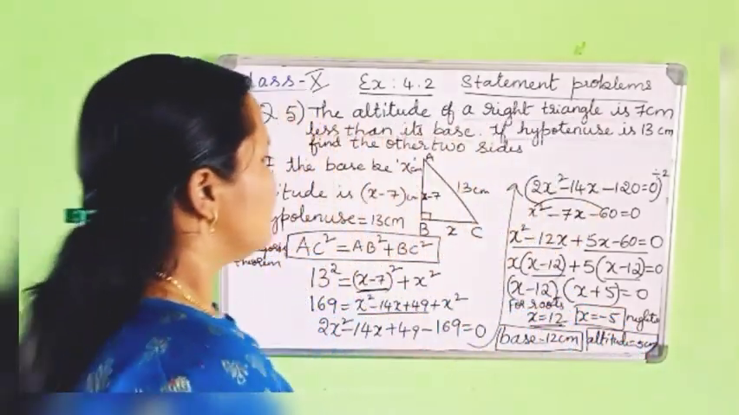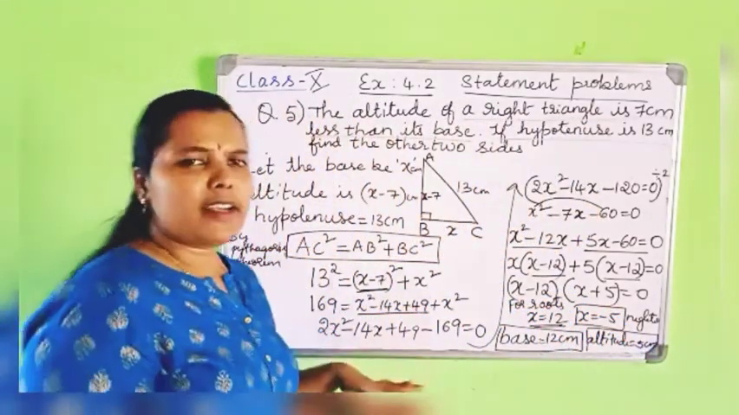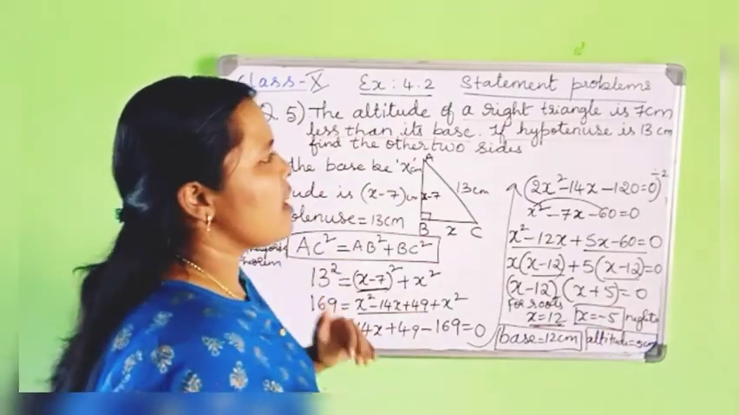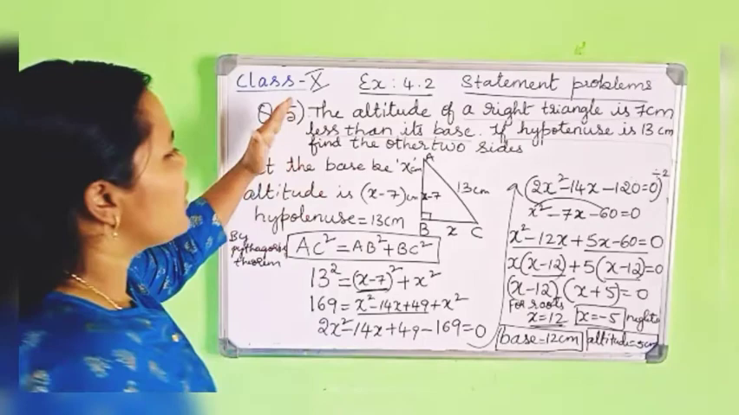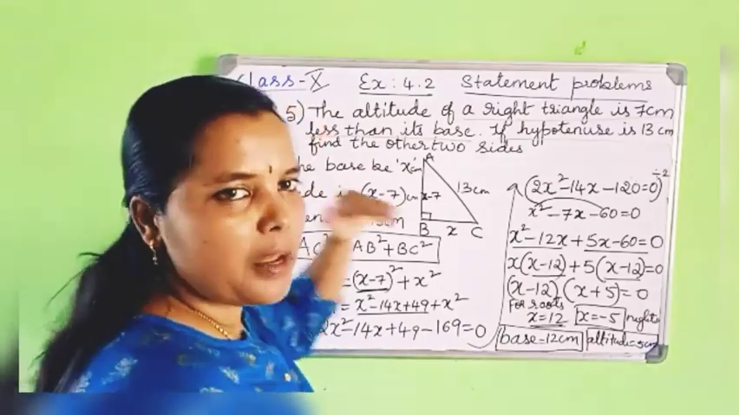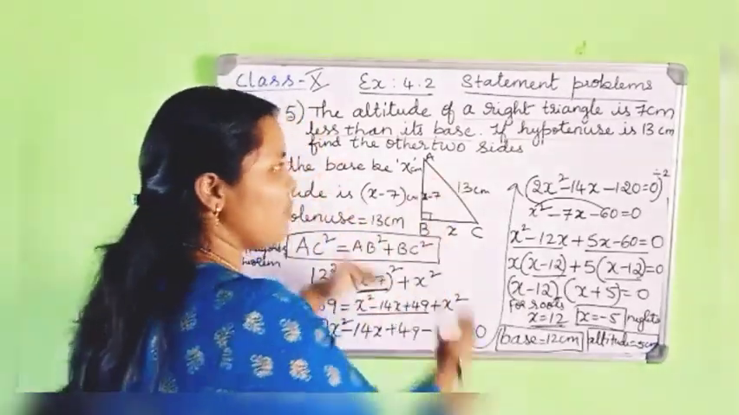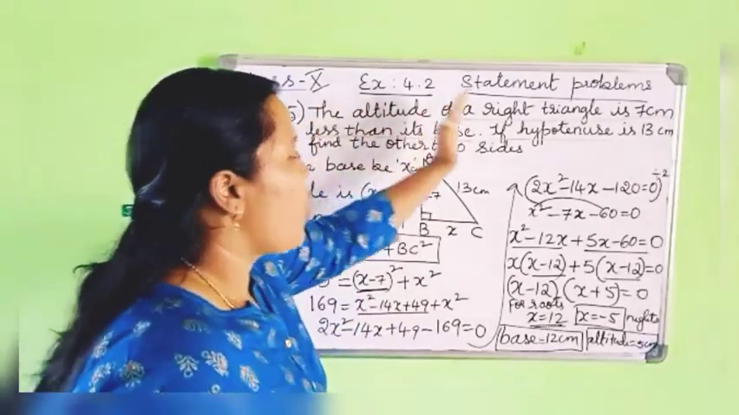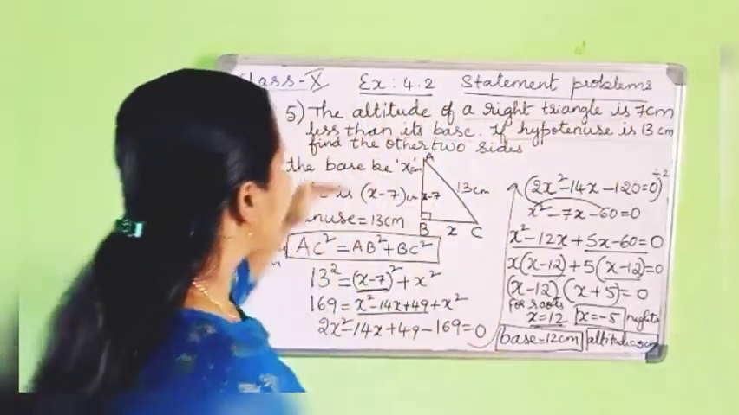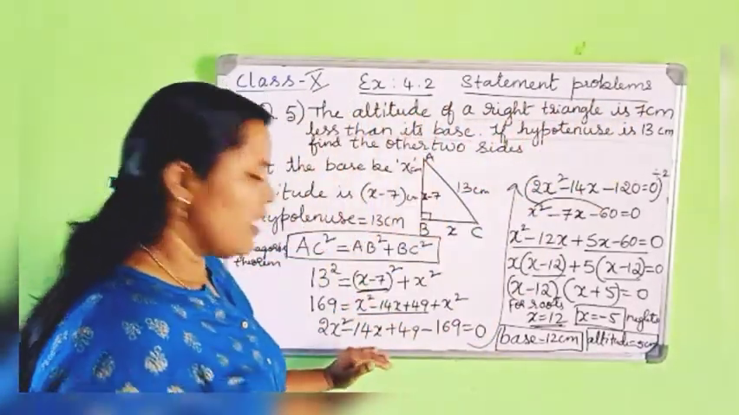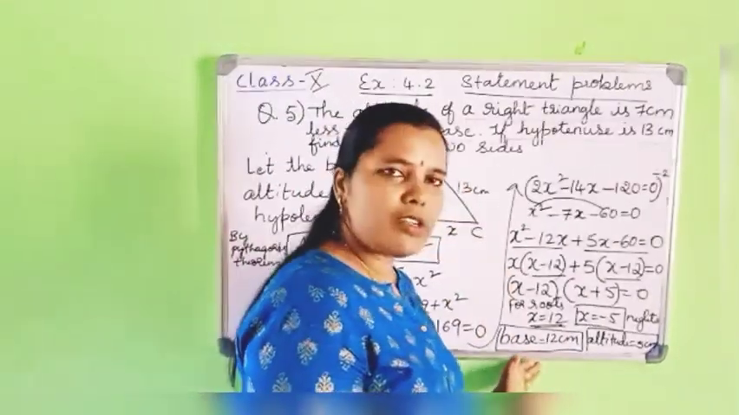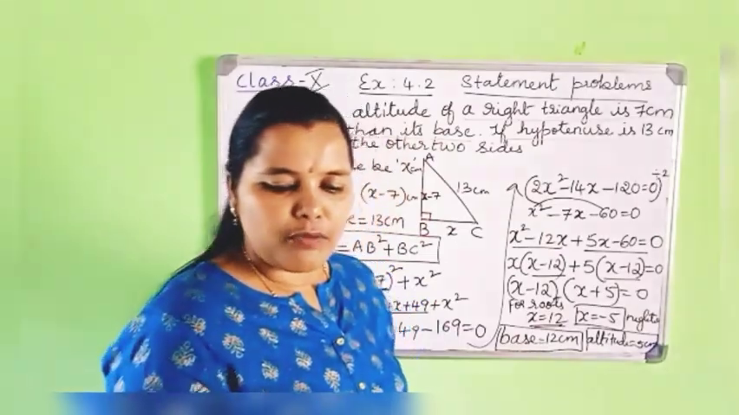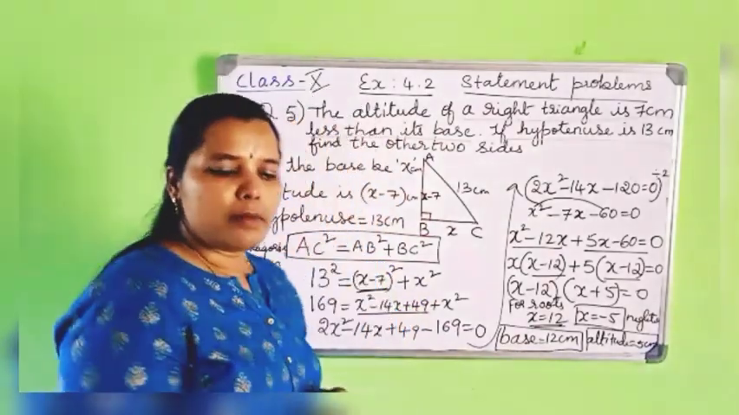This is a very important part of your examination point. Here you convert the statement problem step by step and come to the equation. If it is an equation, you already know how to solve it by the factorization method. Now we came to the last question, number 6.